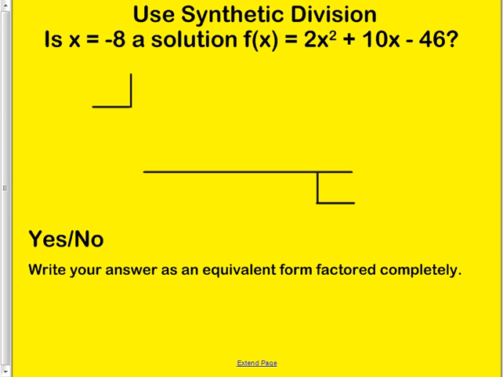This time, by the way, hint, hint, they didn't give you a factor. They gave you the root. So you use the -8 in your synthetic. Don't change it to +8. Because they didn't give you a parenthesis, x plus 8 or something like that. They just told you the root right off the bat. See if you can do synthetic.